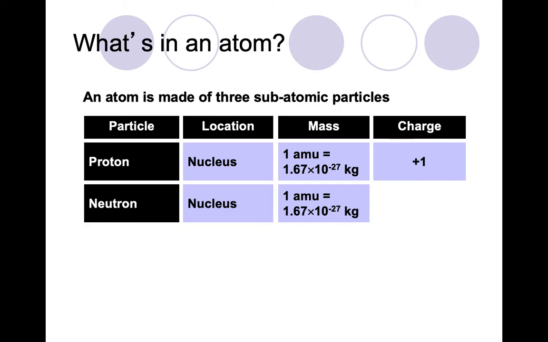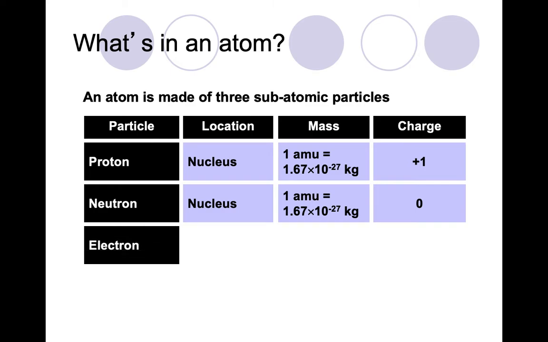A neutron, as well as a proton, has the same mass. It has a mass of about 1 AMU, or 1.67 times 10 to the negative 27 kilograms. That means super, super, super small. And a neutron, unlike a proton, has no charge at all. So the charge is 0.